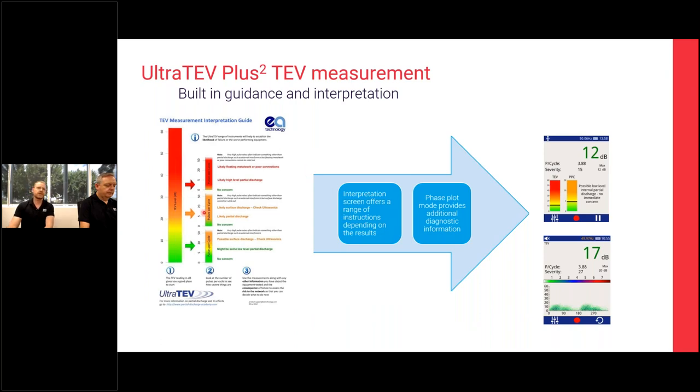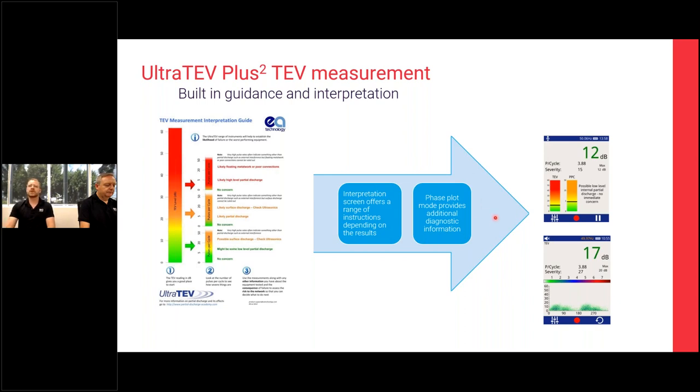In the past, with the previous instruments, the UltraTEV Plus One, and with the old monitors, we were only able to look at the amplitude of TEV activity and the pulse per cycle count, or how many times per sine wave the PD activity was occurring. And we had to make a judgment call on that based on experience and how the TEV signals were behaving. So if it was very low in amplitude, it'd be classed as low, medium is medium, high is high. But the pulse per cycle count will give you a good indication whether you've got noise, internal void, surface tracking, sparking across a gap, or floating metalwork type issues.